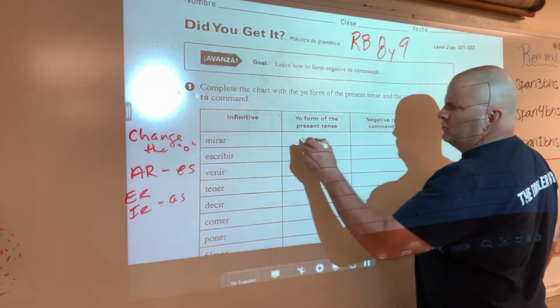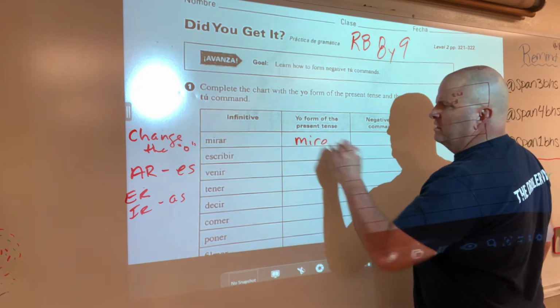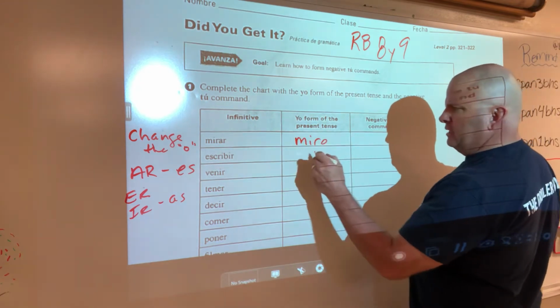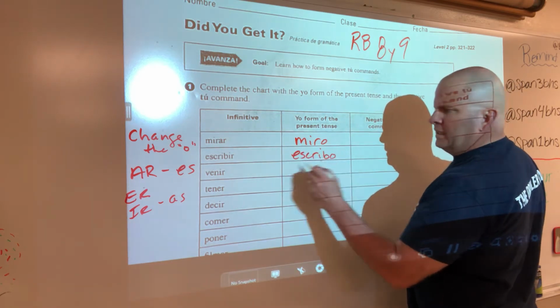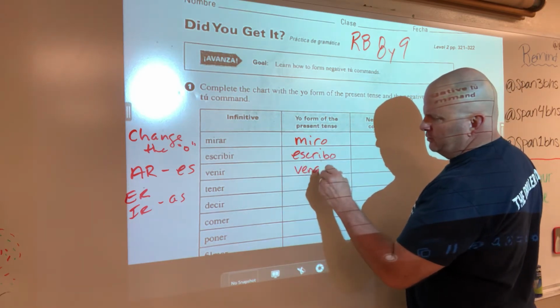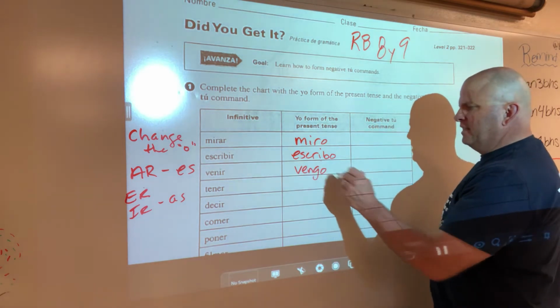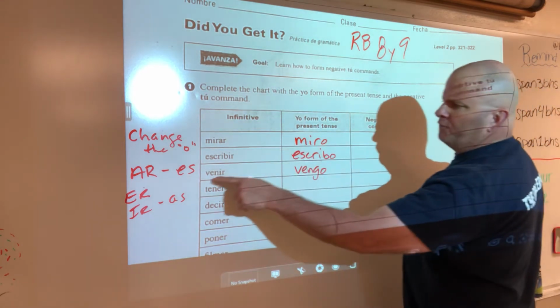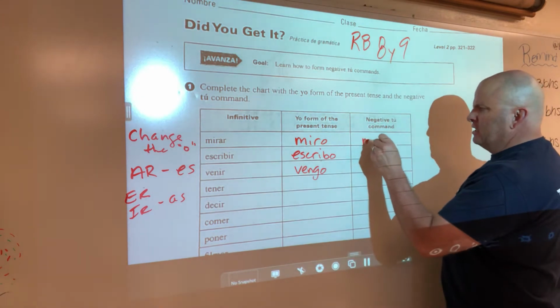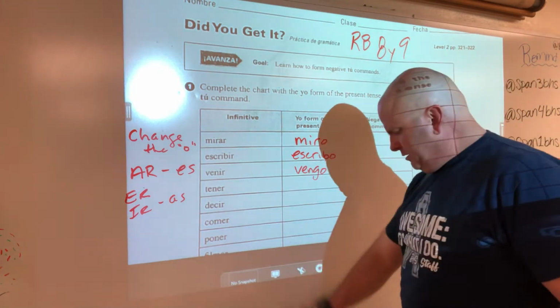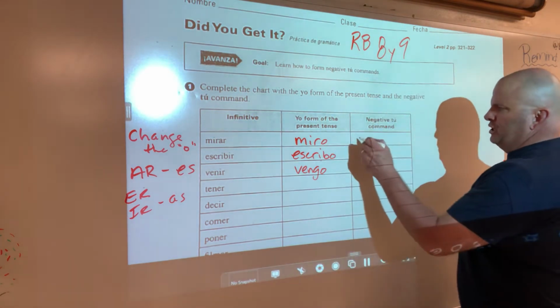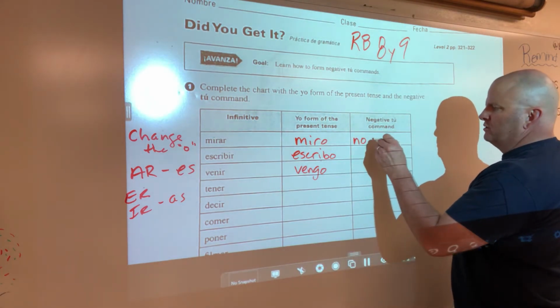Mirar is miro. Escribir is escribo. And venir is vengo. So I'll do that many for you. Miro is an AR verb, so we're going to change it to ES. I'm going to put a no in there as well, so we're saying no, don't look.